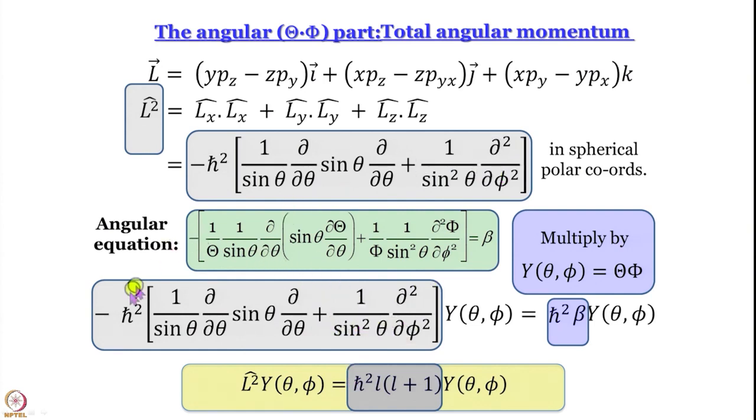So, on the left hand side we have the L square operator operating on the spherical harmonics, the theta phi dependent wave function of the hydrogen atom. That gives us back the same wave function multiplied by h cross square multiplied by beta. What does that mean? That means that the square of total angular momentum is h cross square beta, and if you remember that beta is L into L plus 1, you might as well substitute that. So, we get the result that the square of total angular momentum is h cross square multiplied by L into L plus 1.